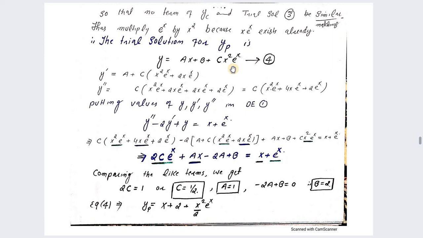अब इसी y को हमने डिफरेंशिएट करना है, तो इसका जो फर्स्ट ऑर्डर डेरिवेटिव है, this is the first order derivative, derivative of ax is equal to a, derivative of b is equal to 0.